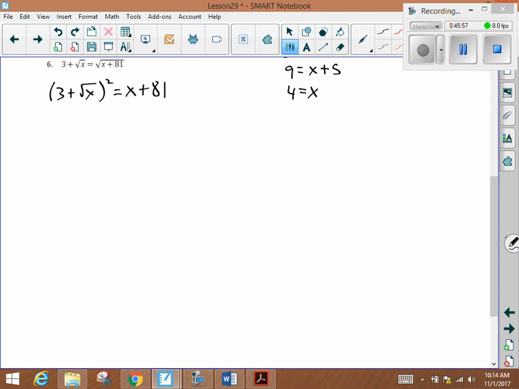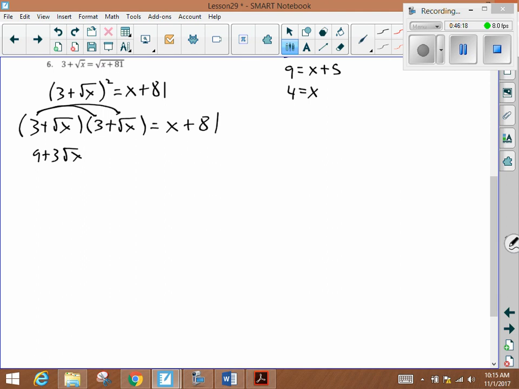Beautiful. I like that. So this becomes 3 plus square root x times 3 plus square root x equals x plus 81. I'll FOIL this out. 3 times 3 is 9. 3 times the square root of x is 3 square root x. Square root x times 3 is also 3 square root x. And square root x times square root x, remember those? That square root goes away. Boom. Alright. Time to combine like terms. 9 plus 6 root x plus x equals x plus 81.